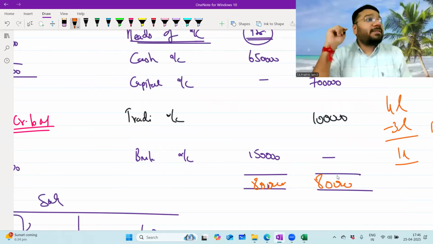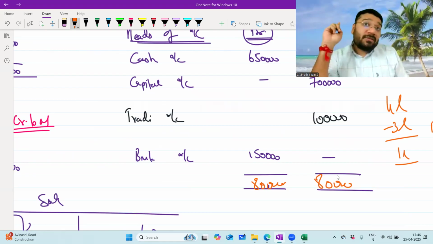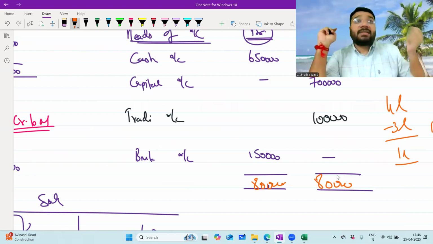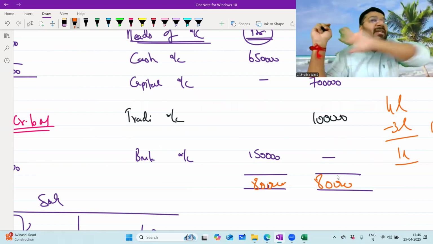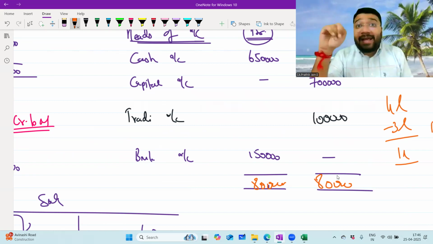So in the trial balance, if you have all the accounts, meaning nominal account, personal account, real account, in other words, asset, liability, capital, revenue, expense, everything is coming in the trial balance, what does it mean? The closing entry is not yet passed.